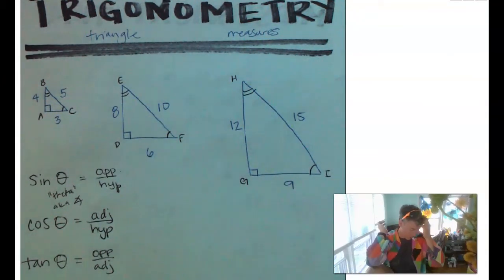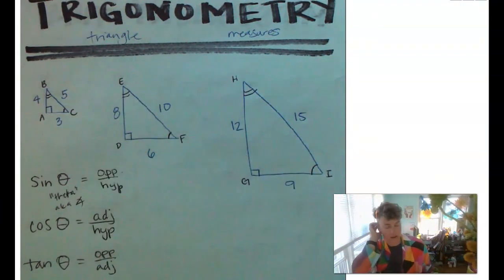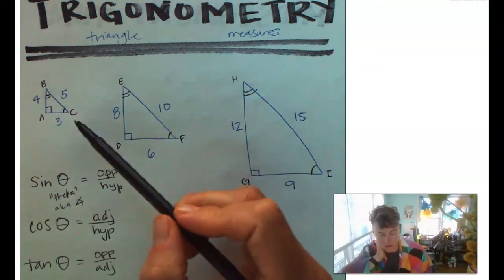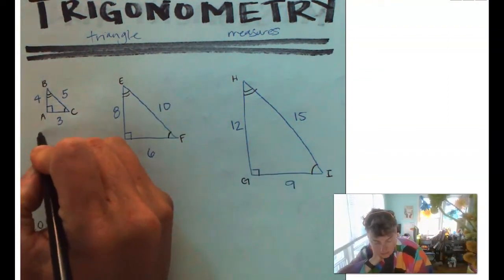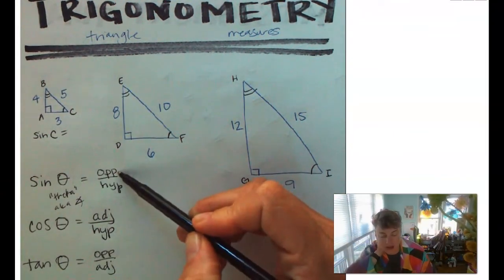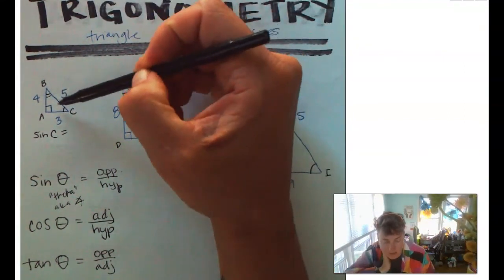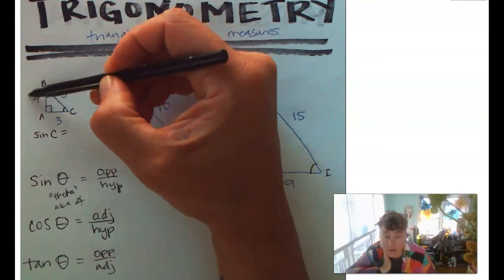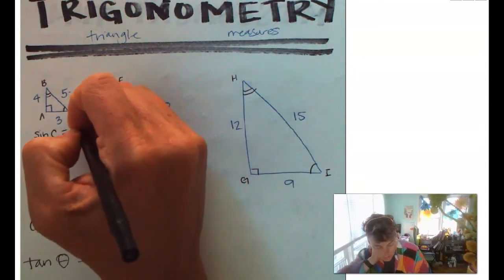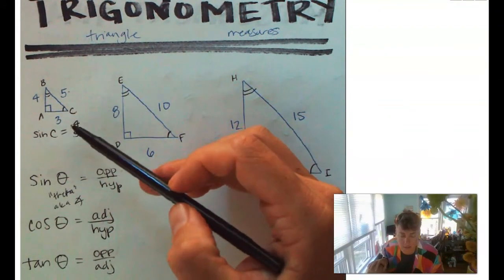So, for example, let's say we're looking at angle C. That'll be our theta. That'll be the angle that we're thinking about. So, the sine of angle C would be the opposite side to C over the hypotenuse of that triangle. The opposite side to C would be 4 units long, and the hypotenuse is the 5. So it's 4 over 5. The sine of this angle is 4 over 5.